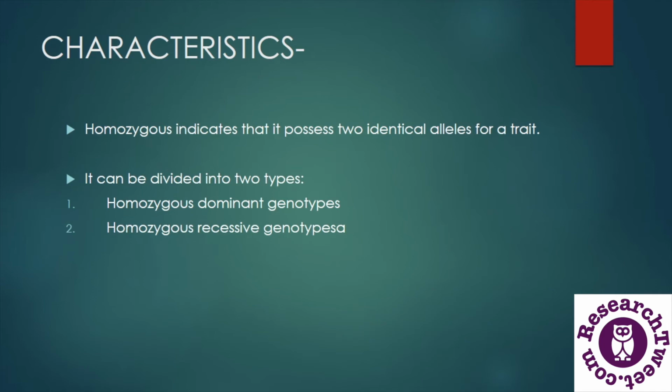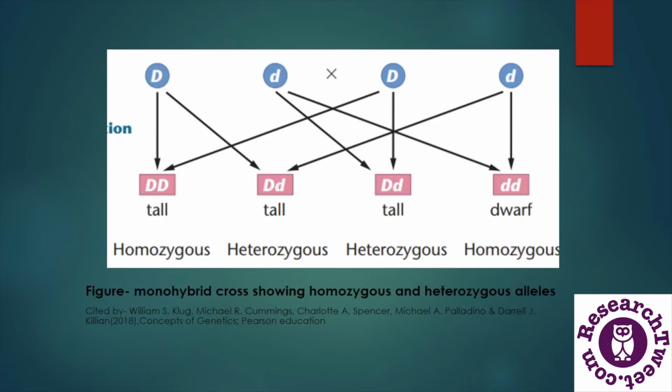Now the homozygous genotype can be of two types. Either it can be a homozygous dominant genotype, where the individual gets dominant alleles from both parents, or it can be a homozygous recessive genotype, where he gets recessive alleles from both parents. Now, in this picture, we can see the representation of a monohybrid cross, where one of the offspring gets both dominant homozygous traits and the other one gets recessive traits.